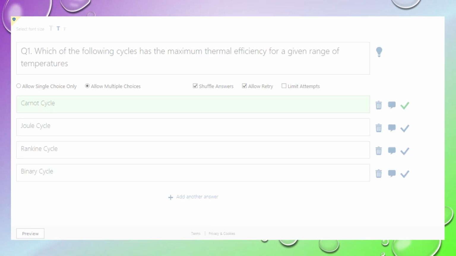So here we have a few quizzes. Let's do them together. First, which of the following cycles has the maximum thermal efficiency for a given range of temperature? So Carnot cycle, that is the answer.